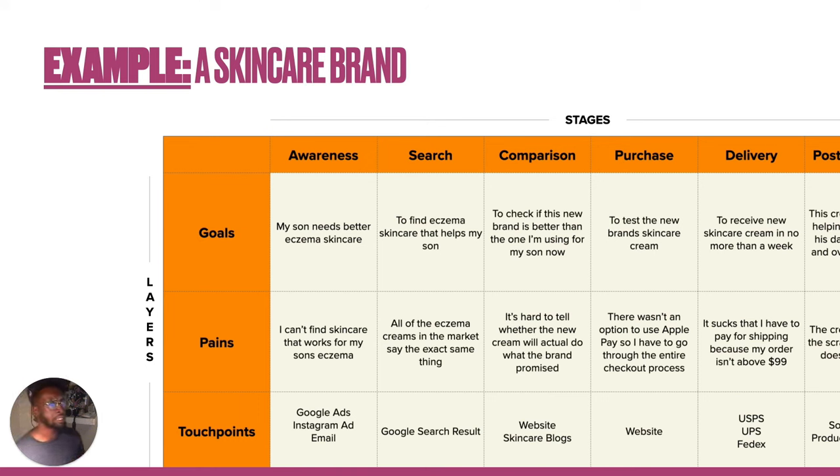In the comparison stage, we have the goal to check if this new brand is better than the one I'm using for my son now. The goal with the purchase is to test new brand skincare cream. And last, the goal with delivery is to receive new skincare cream in no more than a week, right? So these are the things that we know the customer is going through. These are the aspirations that they have through each part of that stage.